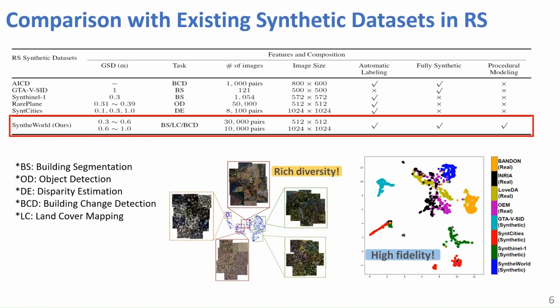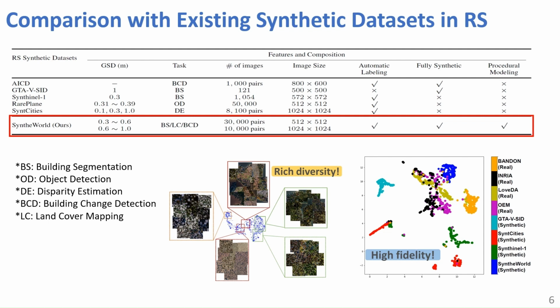Motivated by this, we created our own large-scale synthetic remote sensing dataset, SyntheWorld. It includes 40,000 pairs of high-resolution RGB images, along with land cover and building change labels. Compared to existing datasets, ours covers three tasks, and unlike those based on video games, our synthetic dataset's labels are auto-generated. We do not use manually designed 3D models. Instead, we build our 3D scenes using procedural modeling. Also, our dataset doesn't use any real-world textures.